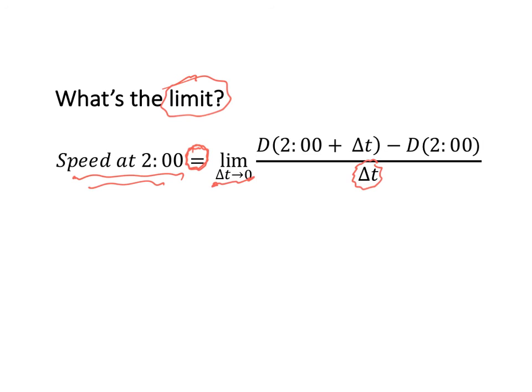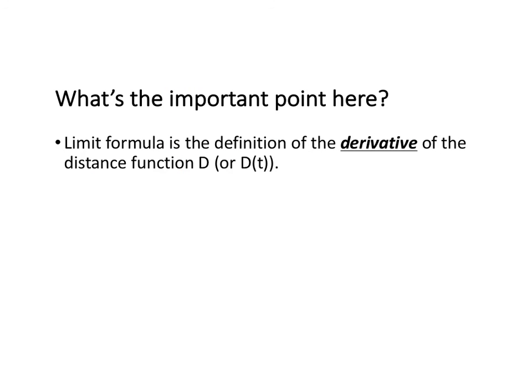Now, why can't we just say that delta t equals 0? If we plug in 0 here, this isn't going to work. But by definition, as delta t gets closer to 0, this is our definition of what the speed is at 2 o'clock. Now, what's the important point that you need to understand here? The limit formula that I just gave you is the definition of the derivative of the distance function d, or d of t.